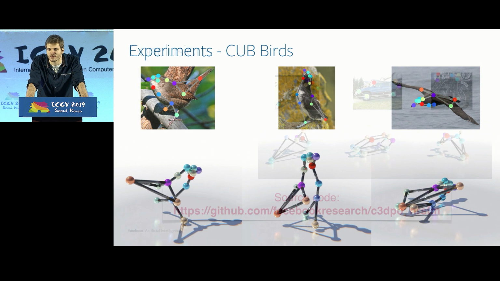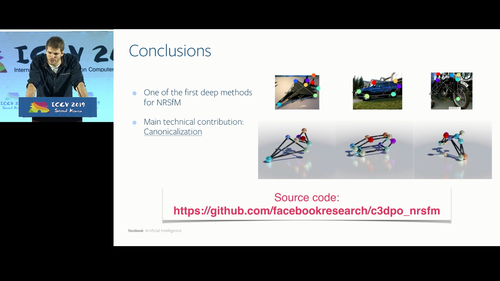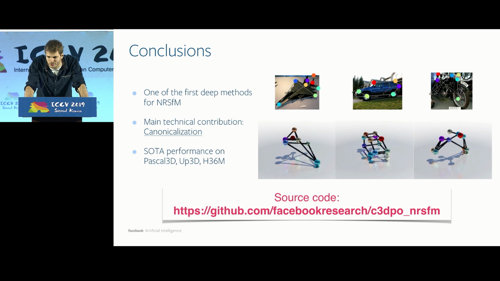And so to conclude, we have proposed one of the first deep methods for non-rigid structure from motion. The main contribution here is the canonicalization method. We have released the source code, so thank you very much for the attention.